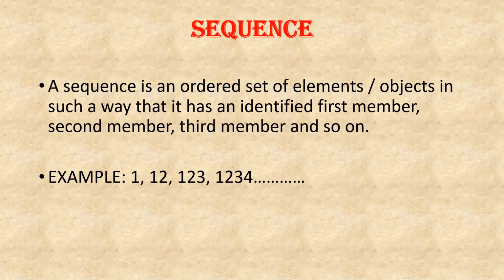Correct. After seeing all the four elements, can you identify what will be the fifth element? Yes, 1, 2, 3, 4, 5. Perfect. So if you can identify the fifth element also, that means these are put in a sequence whose first element is 1, second is 1, 2, third is 1, 2, 3, and so on. Got it? So in short, we can say that sequence is an ordered list. Fine. Children, can I move on? Yes, ma'am.